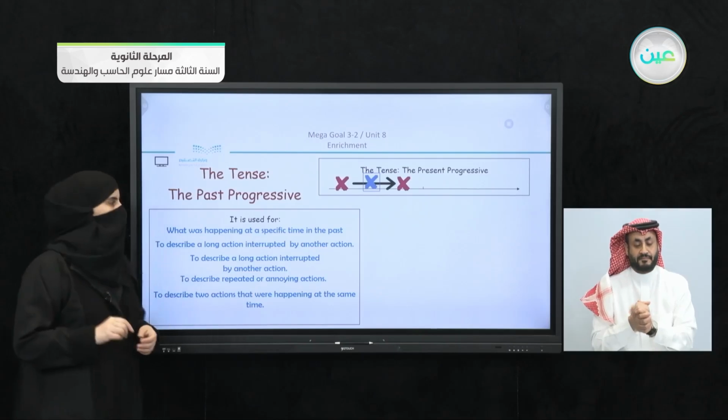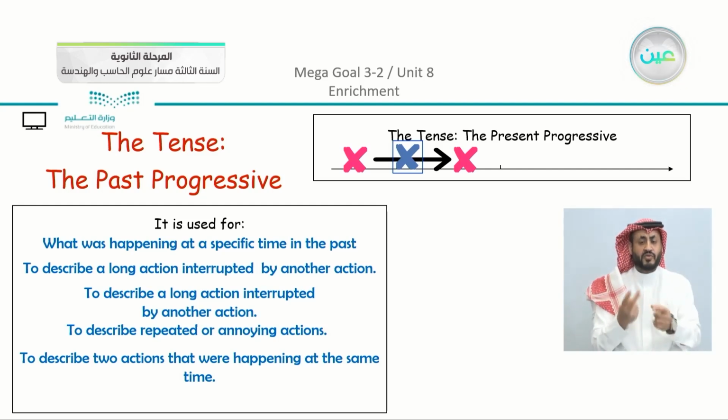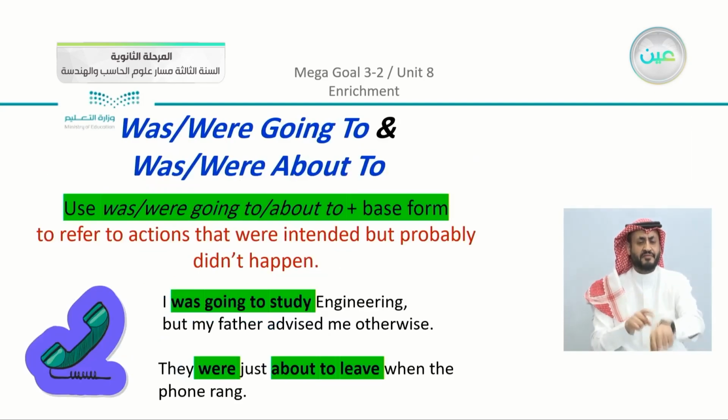We use the past progressive for what is happening or what happened actually at a specific time in the past, to describe a long action interrupted by another action. We have here two repeated or annoying actions, and to describe two actions that were happening at the same time.